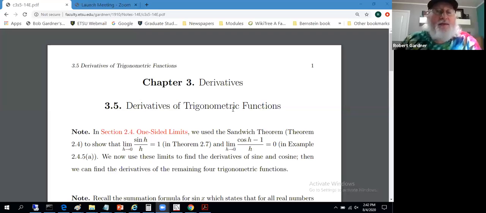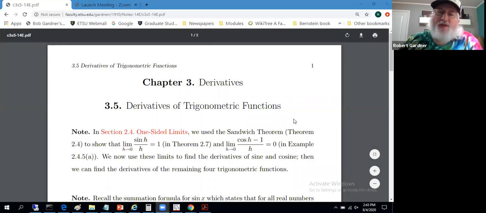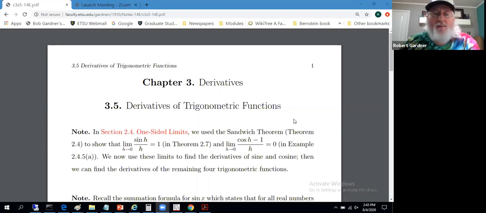All right, let's do 3.5, derivatives of trigonometric functions. So we're adding a new function to the list of stuff you can differentiate. We're adding 6 new functions to the list of stuff you can differentiate. And as promised, whenever we encounter something new, we'll probably have to go back to the definition of derivative to deal with it initially. And that's what'll happen.